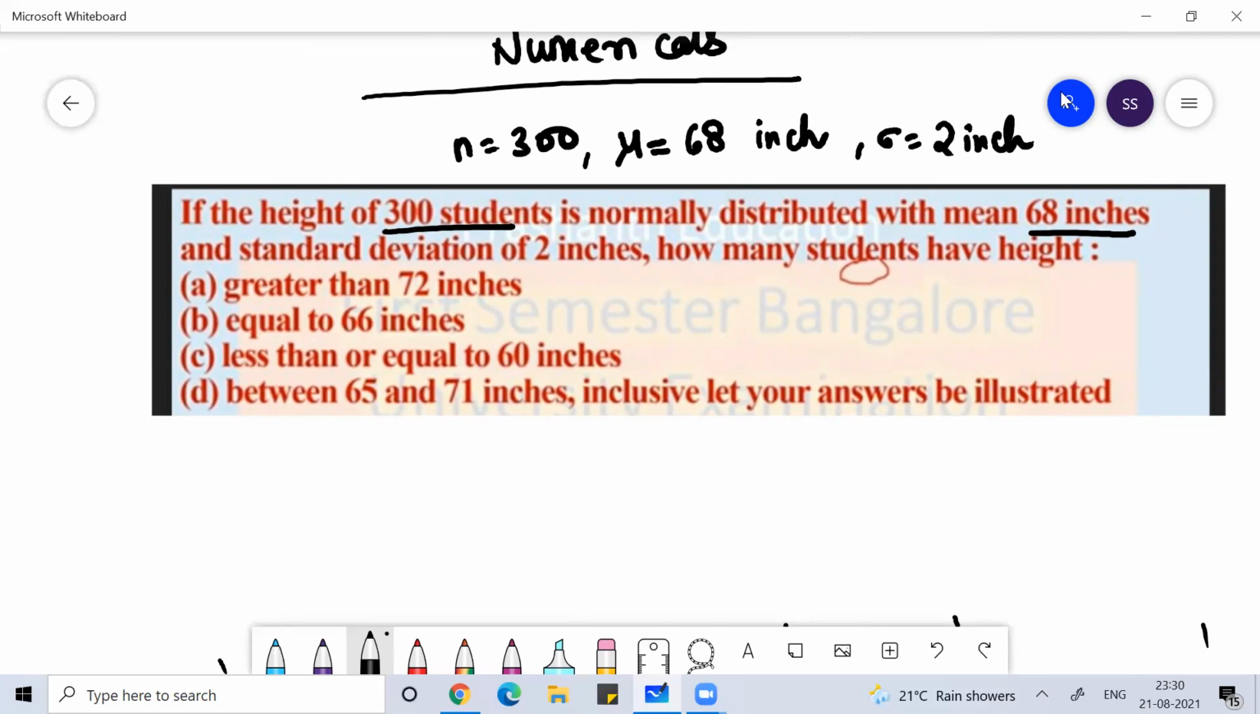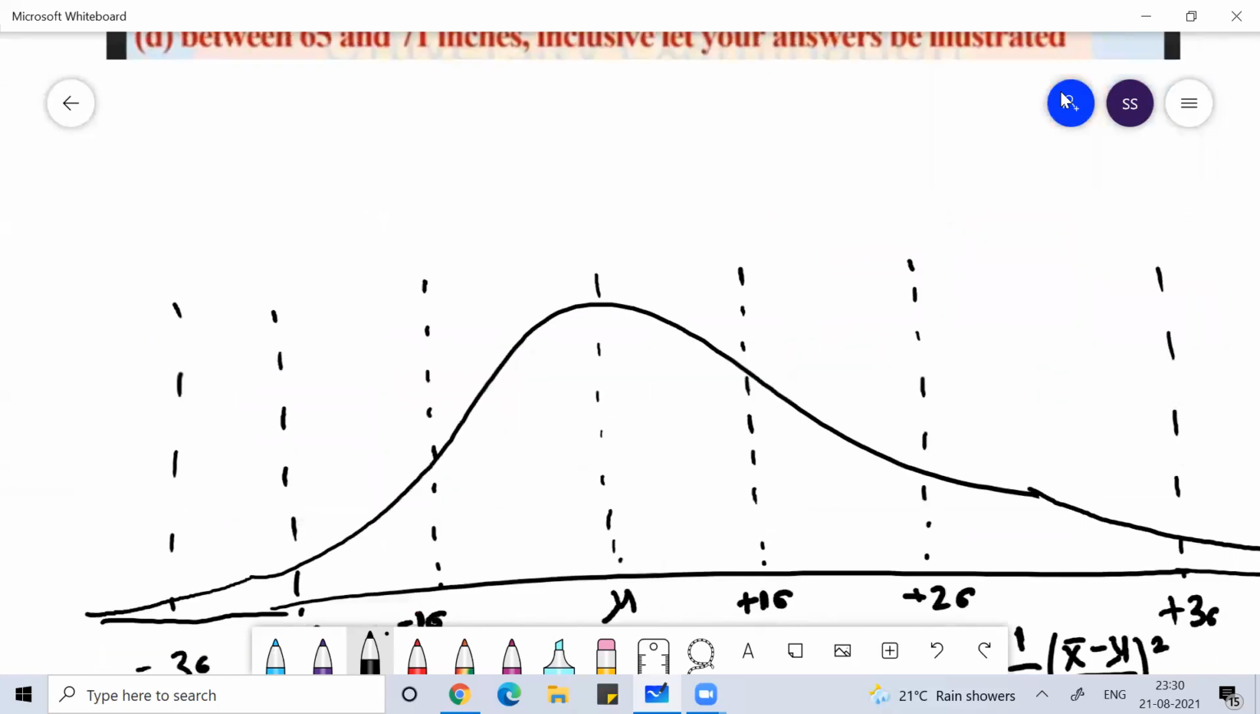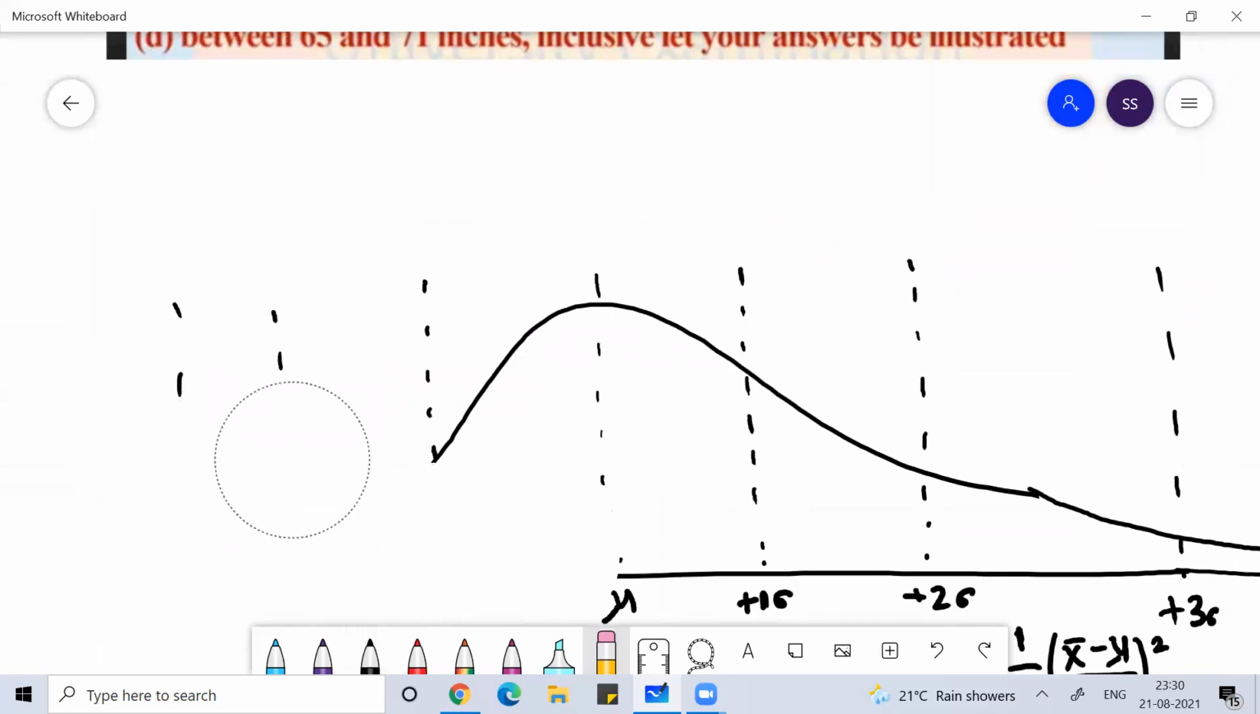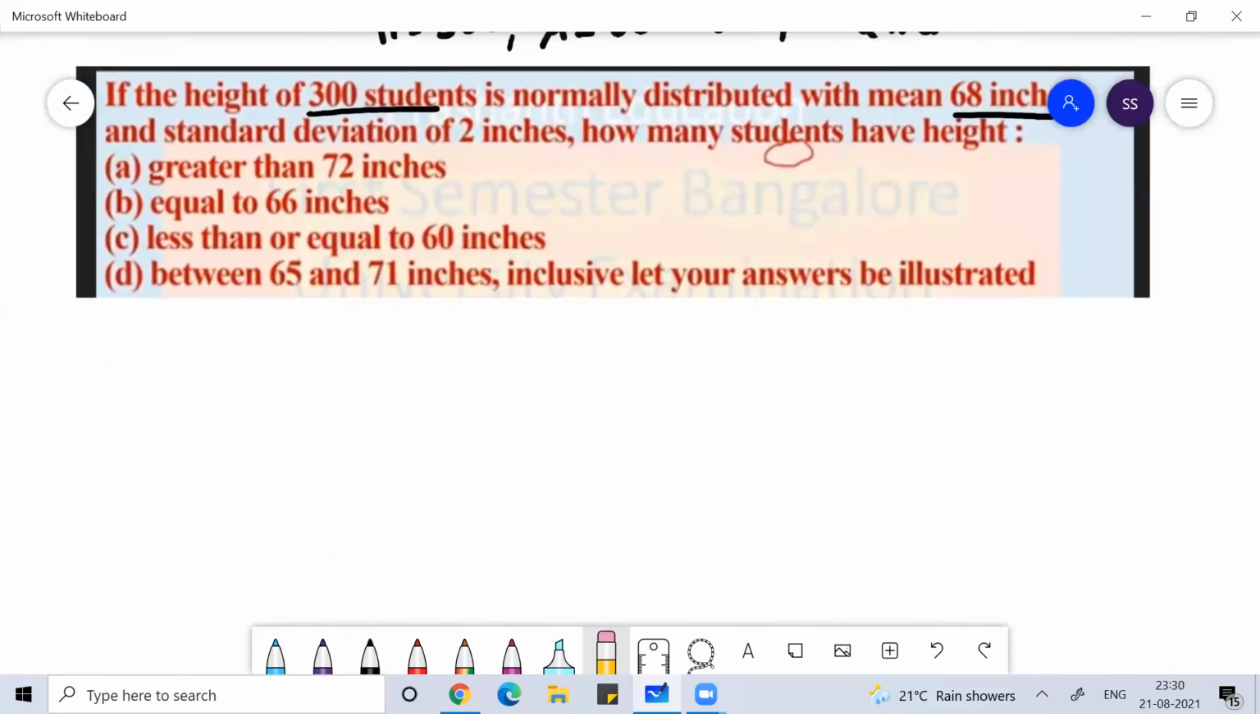This much data is given. The question is: how many students have a height greater than 72 inch? So let me just clear the screen. It is a very simple question. You just need to draw the diagram.